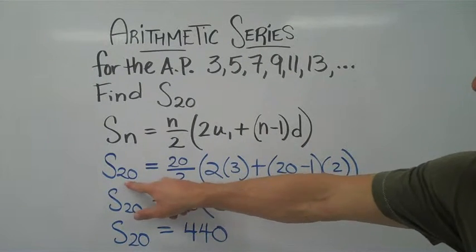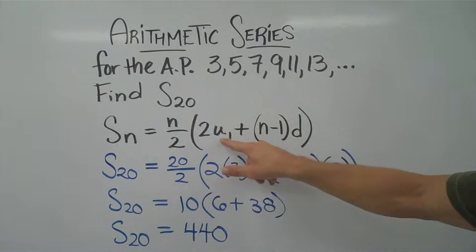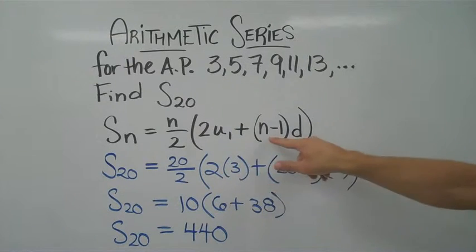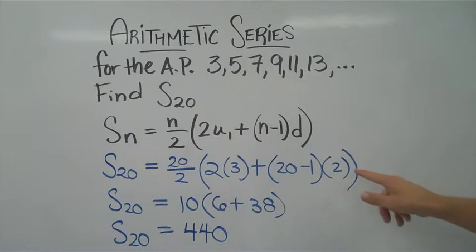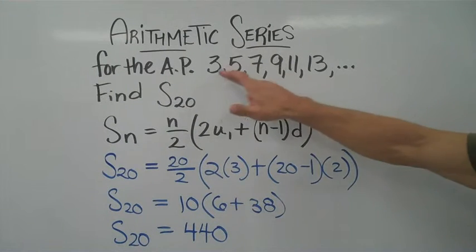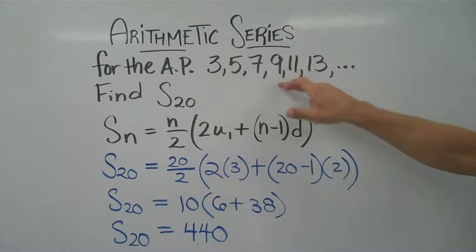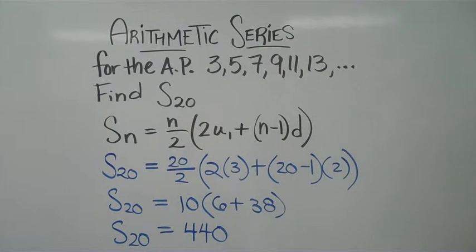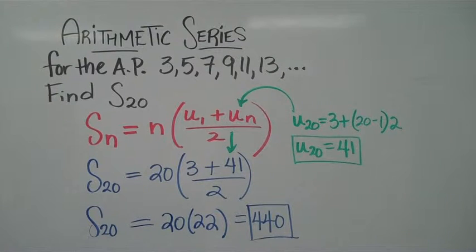If our n is 20, it goes 20 over 2 times, our first term is 3, times 2, plus n minus 1, 20 minus 1 is 19, times 2. The rest is just algebra. And we find the first 20 terms sum to 440. How could you do it by hand? Of course you could do 3 plus 5 plus 7 plus 9 plus 11 plus 13, all the way out 20 terms as well.